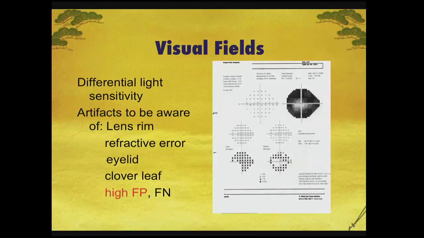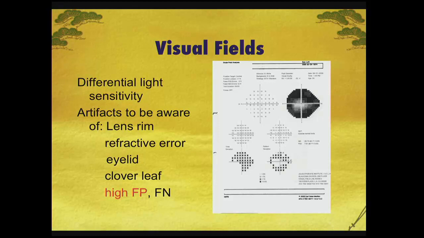Okay, so visual fields measure differential light sensitivity, and there are a number of artifacts to be aware of that they like to test you on. They may give you an example of a lens rim, so you're going to have a lot of darkness just around the edges, and that's usually because the patient's head has fallen back a little bit from the machine, so they're seeing the edge of the lens in front of them.